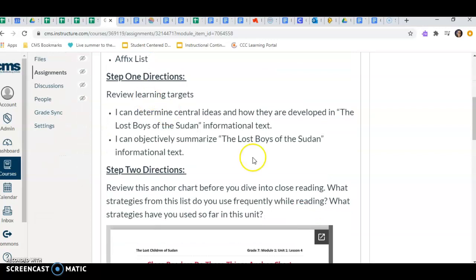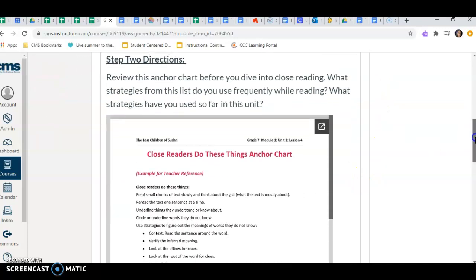Review the directions. Review learning targets. I can determine central ideas and how they are developed in the Lost Boys of Sudan informational text. Number 2, I can objectively summarize the Lost Boys of the Sudan informational text. Now, we are going to focus on the first learning target during this video. Let's look at our step 2 directions.